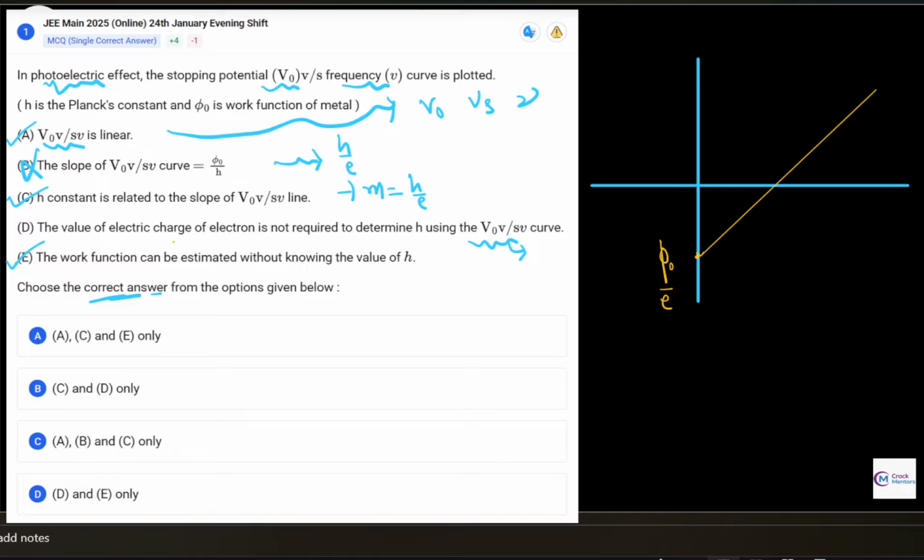Regarding the value of electric charge, let me first mark it as correct. The value of electric charge of electron is not required to determine h using the V naught versus mu curve. Why is this wrong?